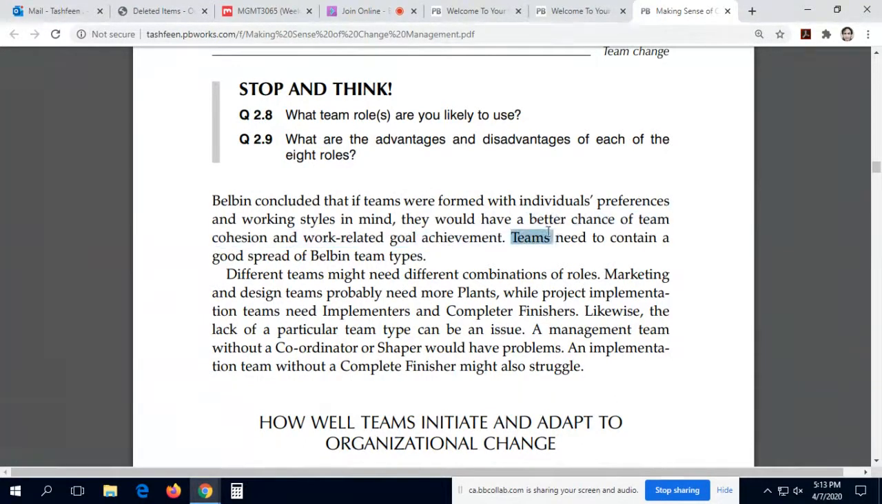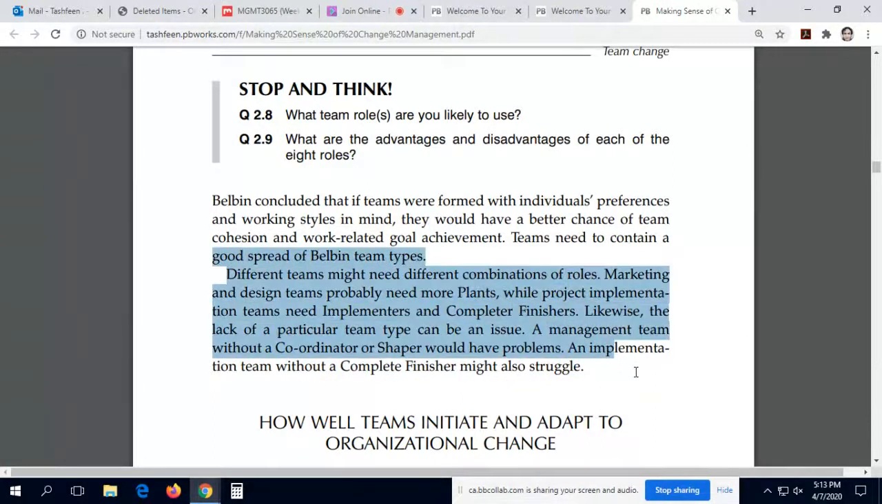For example, look at this one. A team needs to contain a good spread of Belbin team types. I just showed you the different types, and they need to be spread. Not everyone is a researcher, then who is going to type and who is going to do the presentation? And look at this one, this is very important. Different teams might need different combinations of roles. Marketing and design teams probably need more plants, while project implementation teams need implementers and completer finishers. Likewise, the lack of a particular team type can be an issue. A management team without a coordinator or shaper would have problems because there is no one to coordinate. An implementation team without a completer finisher might also struggle.